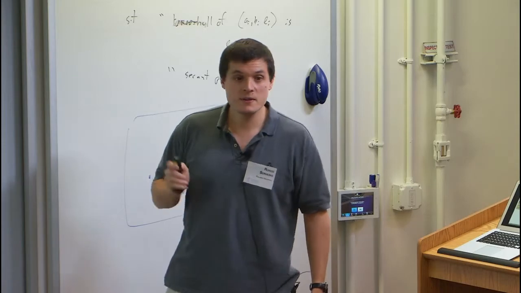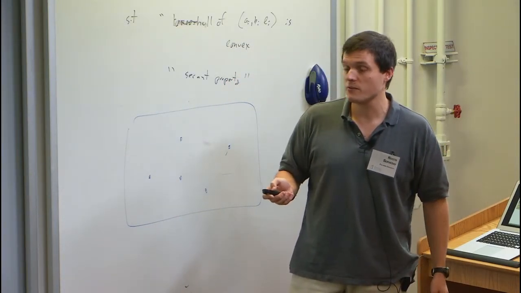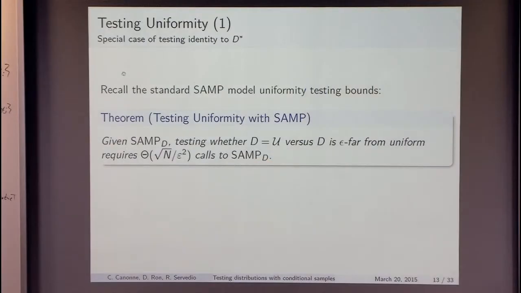Okay. So let's talk about the simplest problem. We touched on this already, testing whether your distribution is uniform or far from uniform. And just to remind you again, in the standard model, if you just get to draw IID points from the distribution, you need square root of n over epsilon squared samples to solve this problem.